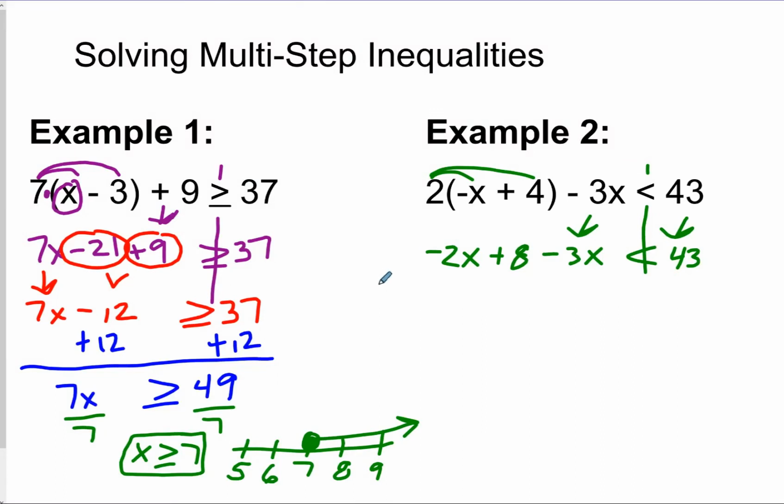Next, we're going to ask ourselves, are there any like terms on the left side of the inequality symbol? Yes, we have a negative 2x, which is a like term, with a negative 3x. Notice how the sign goes with the terms. Are they on the same side or opposite sides? Same side, we're going to combine. So we have negative 2x minus 3x, which is going to combine to make a negative 5x. And we're going to drop everything else down.